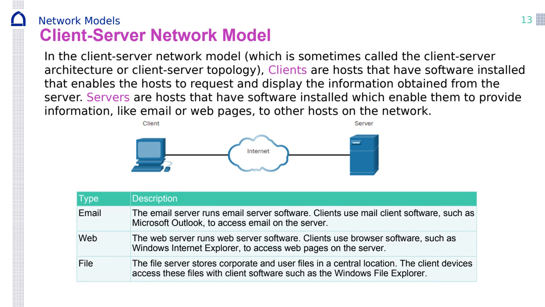The other model, the more professional one, is client-server. Here I have a dedicated server and I have clients connected to the server. Examples of servers are an email server, which runs email server software. We have a web server, which runs web server software. And you have a file server, which will have a central location for the files. Clients then can access the files on the file server.